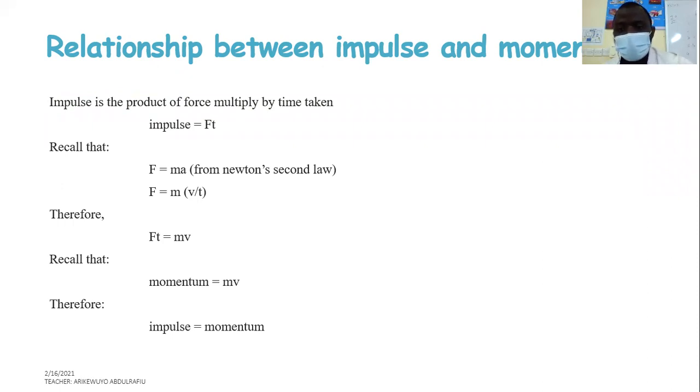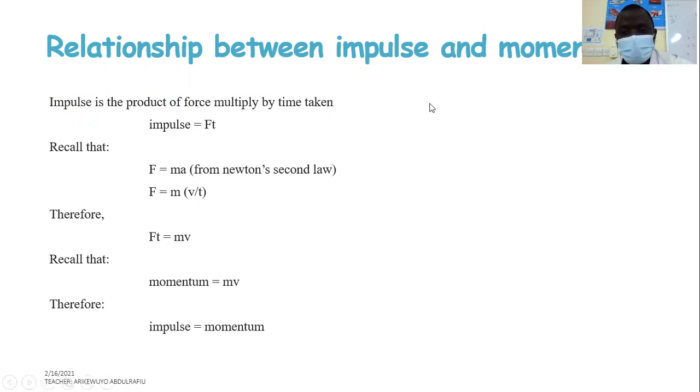Impulse. Now, impulse is telling us the relationship between force and the amount of time you spend in applying that force. So for example, if you are pushing a table, impulse is talking about the force you apply multiplied by the amount of time you use to apply that force, right? That is impulse. So impulse is the product of force multiplied by time taken. Impulse is F multiplied by T.